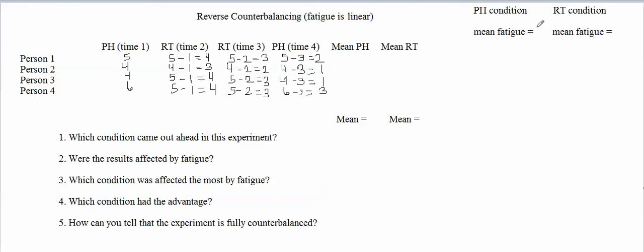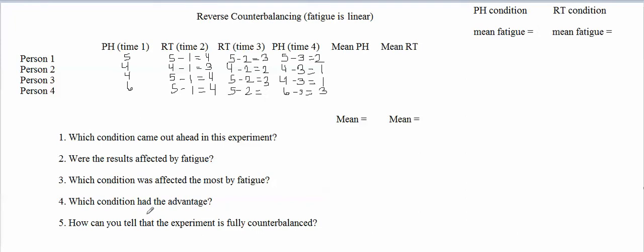So if this number is lower than this number, for example, if Pizza Hut came out to 4 and Roundtable came out to 7, then the one with the lowest fatigue has the advantage in the taste test. If it was 4 and 7, then you would say Pizza Hut had the advantage. That would be the answer because they had less fatigue. And I just made up those numbers.